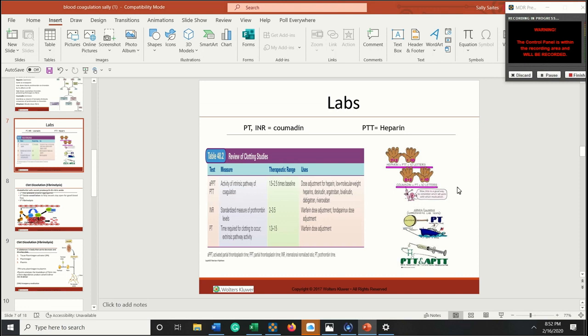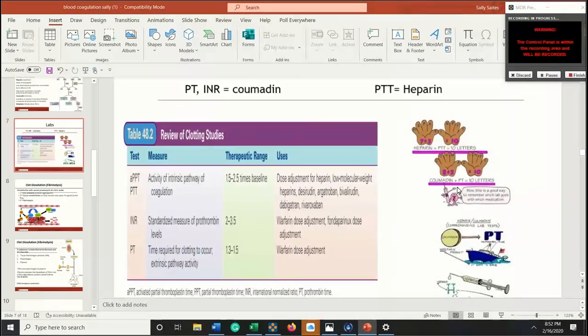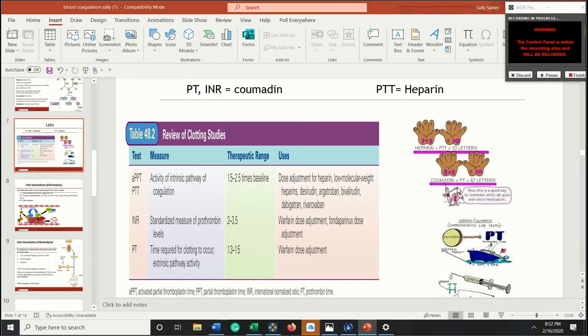There are some little cartoons here for you to remember which lab goes with which medication. So the top two there that you can see, which are hands. We have 10 fingers. So heparin and PTT, you can put them all on your fingers. It adds up to 10. Coumadin plus PT also adds up to 10. And then you just need to remember that PT is measured with INR.